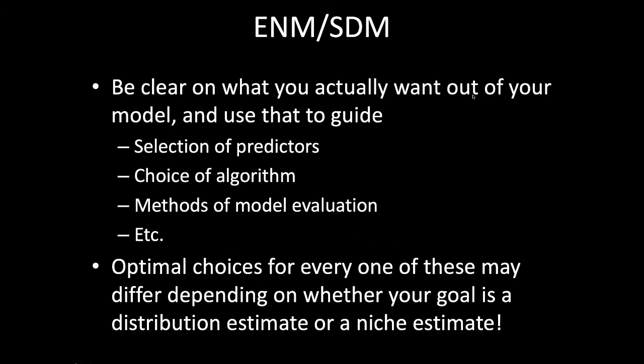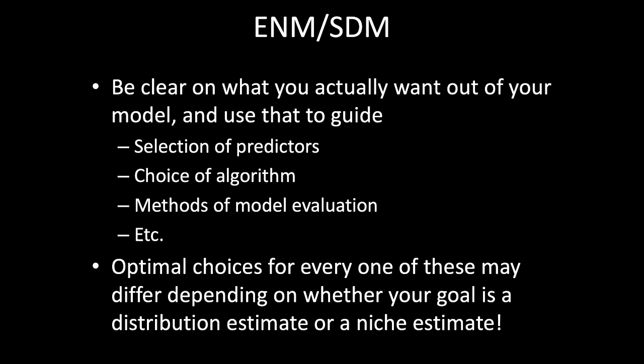So what you want your model to do is actually the first question you should ask. Are you just trying to predict where your species currently could live? Are you trying to predict to a future time scenario or a different place, or maybe predict into the past or whatever? And even whether you want a presence-absence prediction or a true probability of occurrence or whatever, what you want to actually get out of that model should probably guide how you select your predictor variables, which algorithms you choose, the methods you use to evaluate your models, et cetera. Because, as I said, we currently have a one-size-fits-all approach, but really the optimal choices for each of these kinds of things is probably going to differ depending on what you want your model to do.